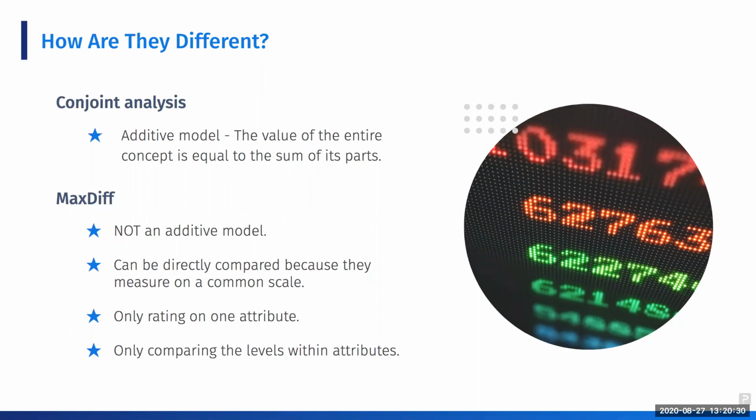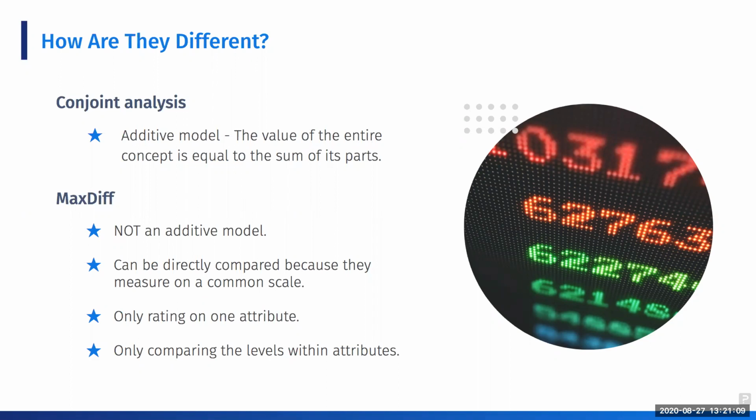Respondents are determining what's the best option for them, but it's not an individual item. Instead, it's a set of attributes that define that item, and that'll allow you to understand what consumers value, because certain attributes or certain factors are going to weigh in more heavily than others. And then also, from an analysis standpoint, when you're comparing options in conjoint, it is an additive model, meaning that the value of the entire concept is equal to the sum of its parts.